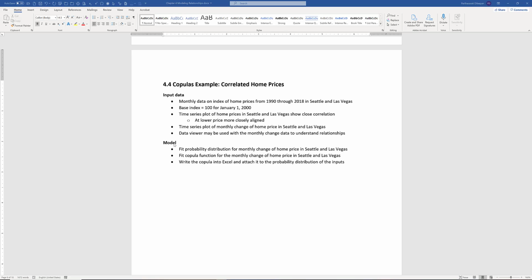And then we're going to fit the probability distribution for monthly change in price in Seattle and then in Las Vegas. And then we can run the simulation as if they are not related, and then we can fit the copula function for the monthly change and then apply that copula function to the probability distribution of price change in Seattle and Las Vegas. Okay, so this is the agenda for this example.